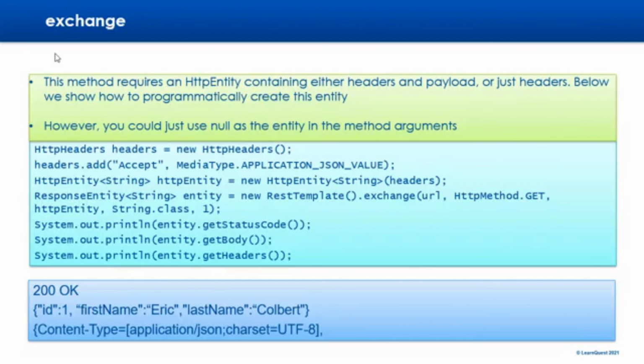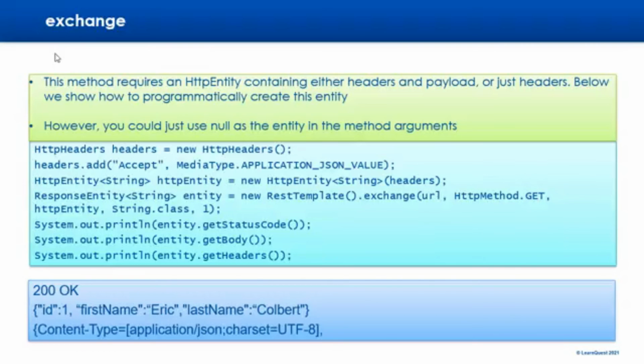We then use the REST template exchange method to the URL. We're doing a get. We're passing in an HTTP entity, which is just headers. The response payload will be converted into a string. And we have varargs, we just have one because the URL is templated.